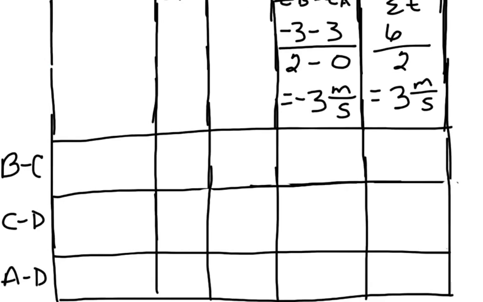I would like you to make your own chart and fill in the answers for segment BC, CD, and for AD. That one will be a little bit more interesting. So let me go back up to the graph so you can refer to the graph. But I would like you to fill in these boxes based on the graph above. Here it is.